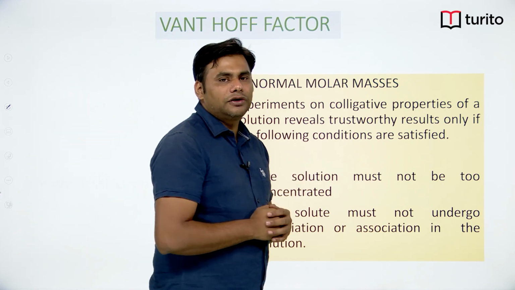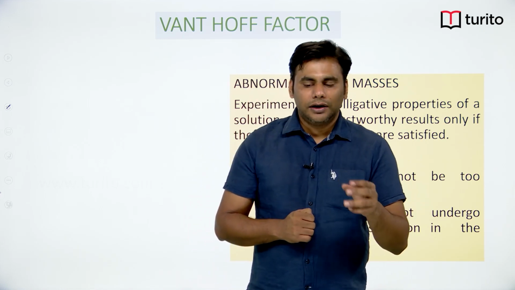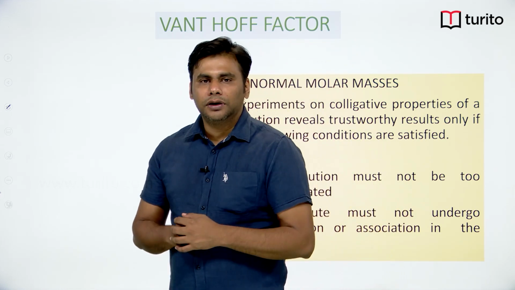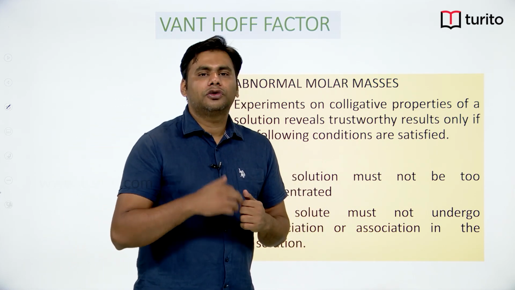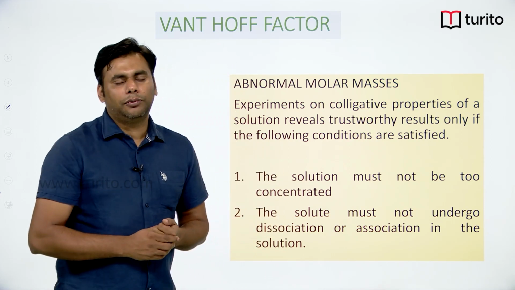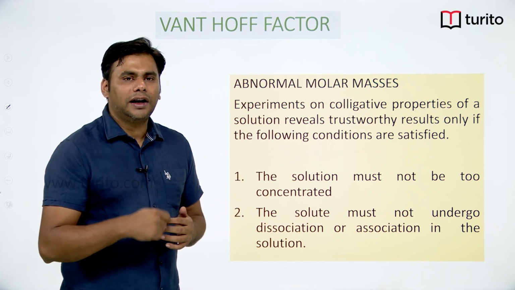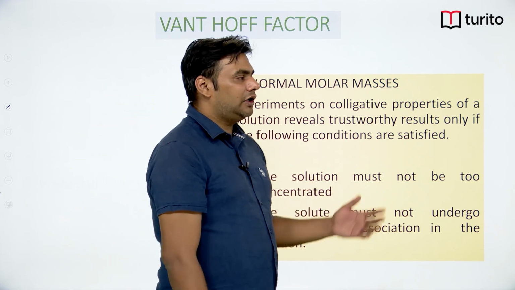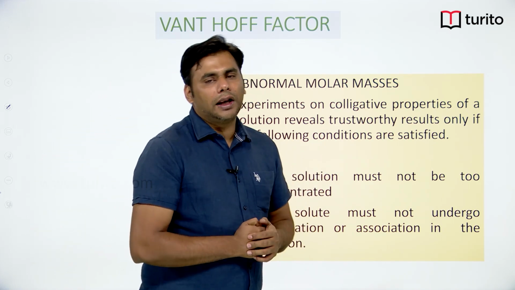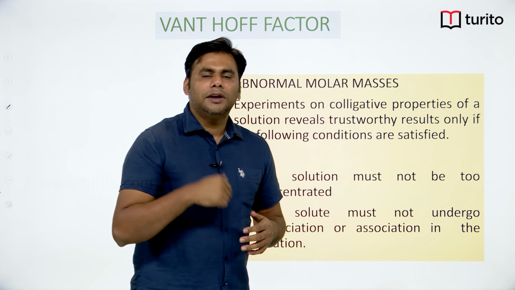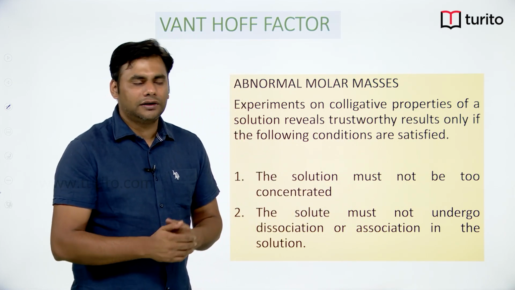The second was elevation in boiling point. If to a solvent we add a non-volatile, non-electrolytic solute, the vapor pressure decreases, so we need to heat this liquid more so that its vapor pressure becomes equal to the atmospheric pressure, so that it starts boiling. So we said that there is an elevation in boiling point. It was also a colligative property because it was dependent upon the number of solute particles. Similarly, the third was depression in freezing point.